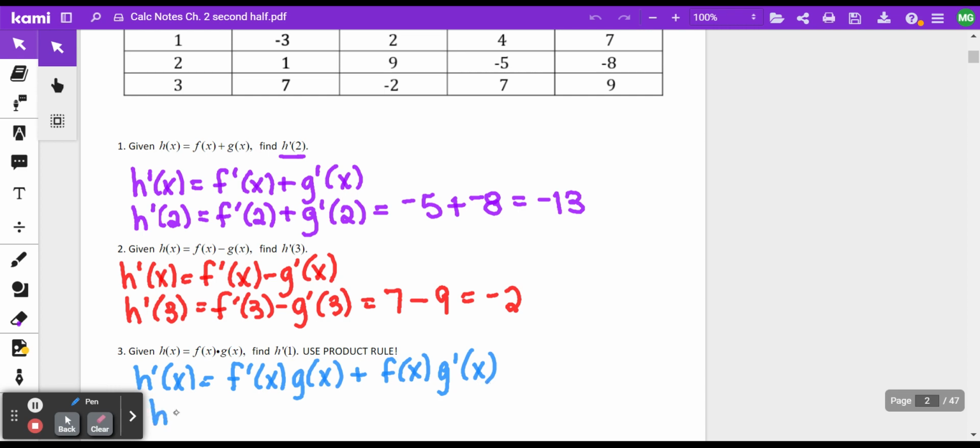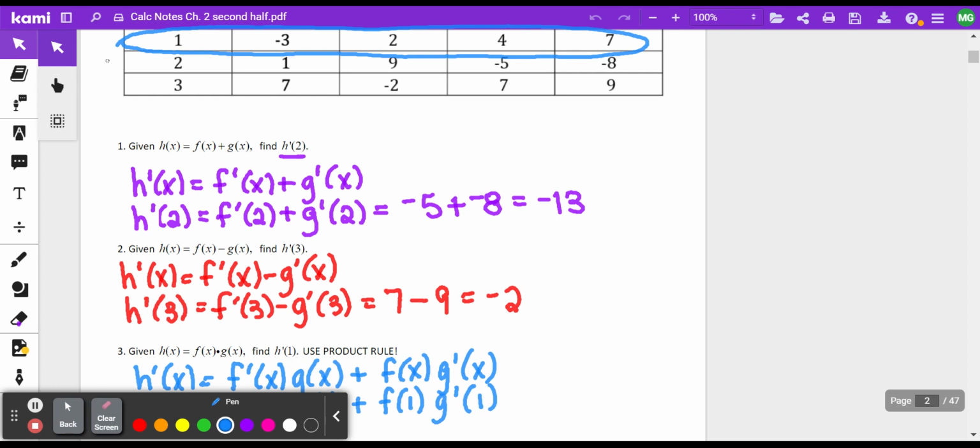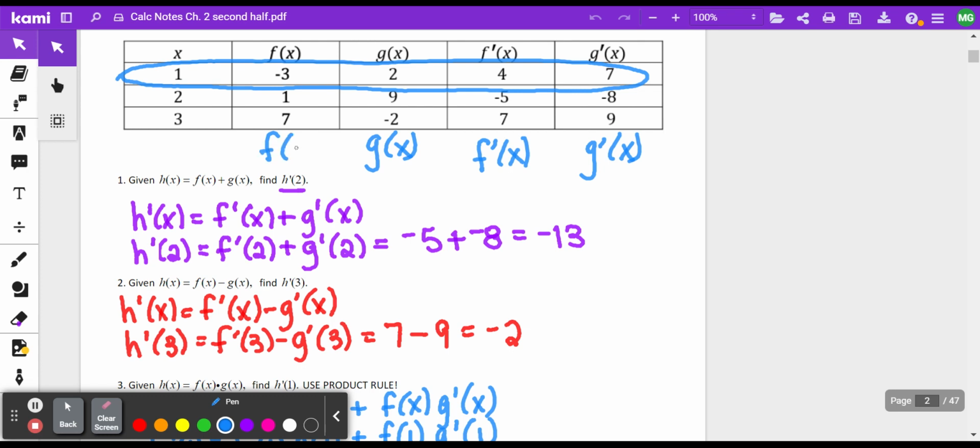And now we've been asked to find h prime of 1. So we'll take f prime of 1 times g of 1 plus f of 1 times g prime of 1. So these are all the values we're looking at here. And f prime, I believe, was our second column. So let me just double check and make sure I don't use the wrong values. So f prime was right here. So let me write that in. This was f prime. This is g prime. This is g, and this is x.